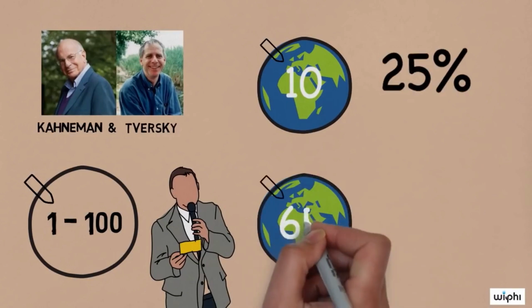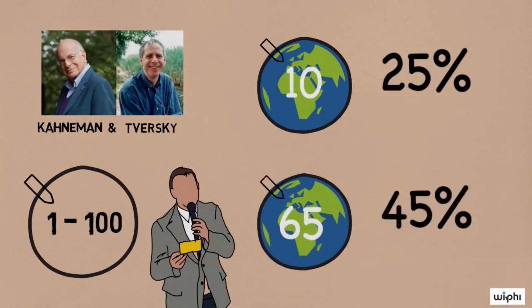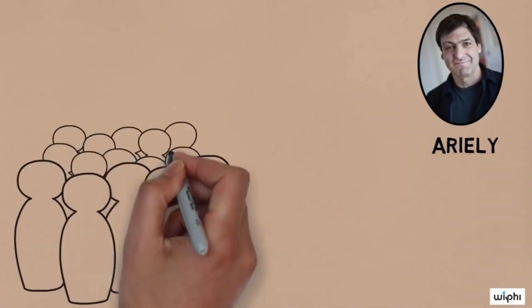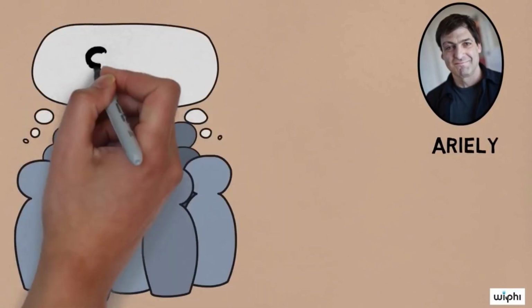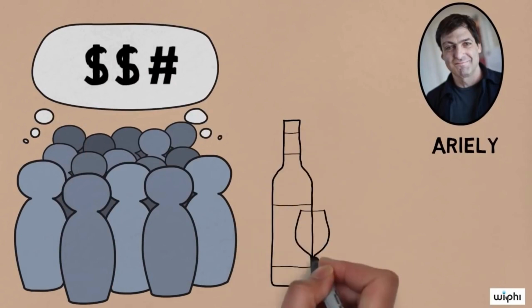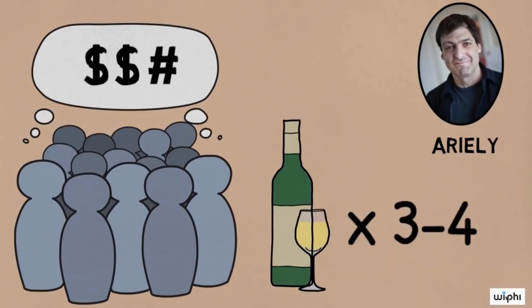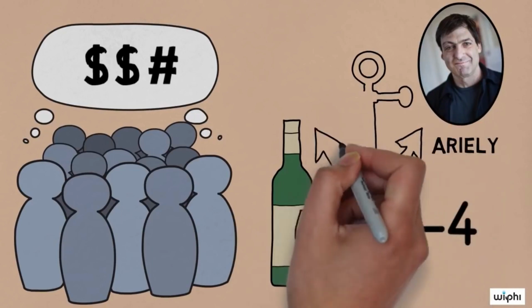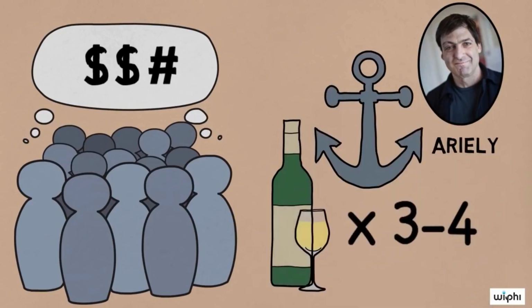But people who spun a 65 estimated that the number was 45%. In another experiment, Dan Ariely and his colleagues had people write down the last 2 digits of their Social Security number. They were then asked whether they would pay that amount in dollars for a nice bottle of wine. Ariely and colleagues found that people in the highest quintile of Social Security numbers would pay 3 to 4 times as much for the exact same good. Just setting up a larger anchor can make a person who would pay $8 for the bottle of wine be willing to spend $27 instead.